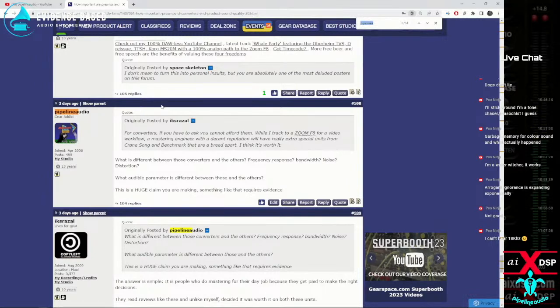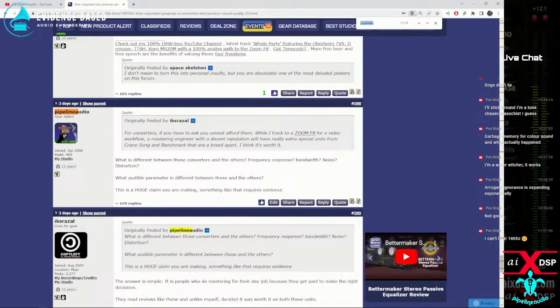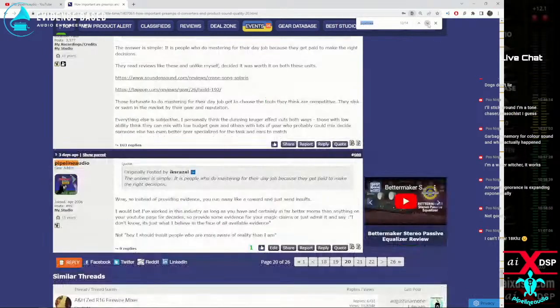So I said, what is different between those converters and the others? Frequency response, bandwidth, noise, distortion? What audible parameter is different between those and the others? This is a huge claim you're making, something that requires evidence. Again, spoiler alert, no evidence will be forthcoming.